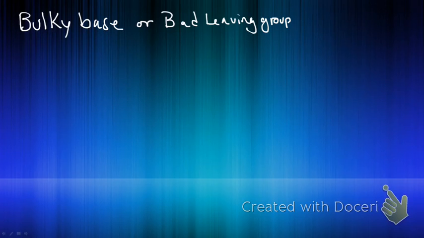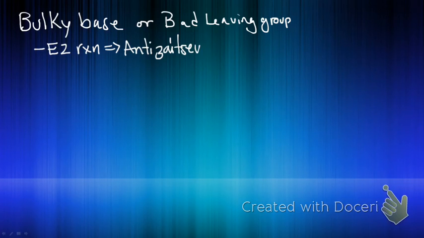Okay, so a bad leaving group or bulky base leads, in an E2 reaction, to the anti-Zaitsev product, or the less stable double bond. Now, how is it that you could form a less stable double bond, now think energetics, and have it form faster? The answer, without getting into all the details, is that it must be the one that forms faster. It's the kinetic product versus the thermodynamic product. I know I've been harping on that, but that's an important concept to get across.